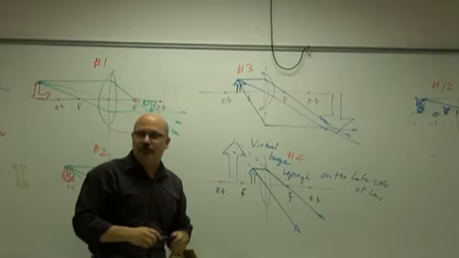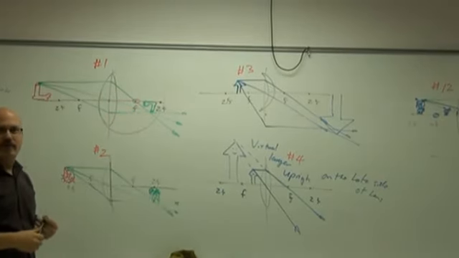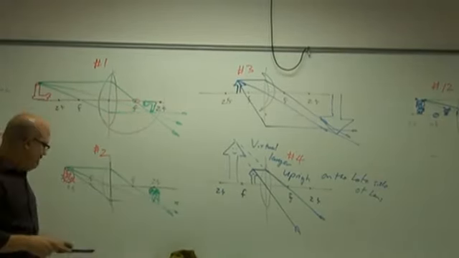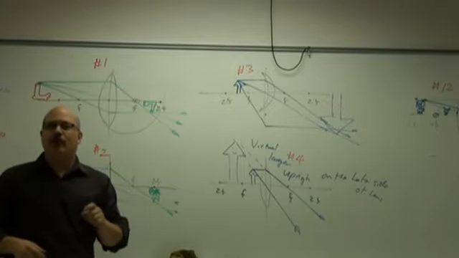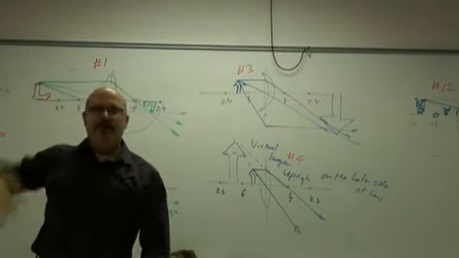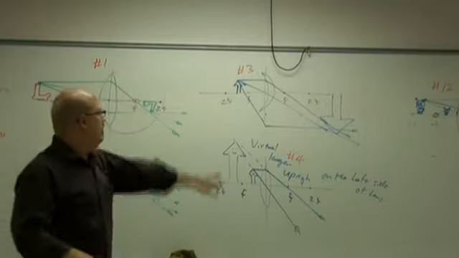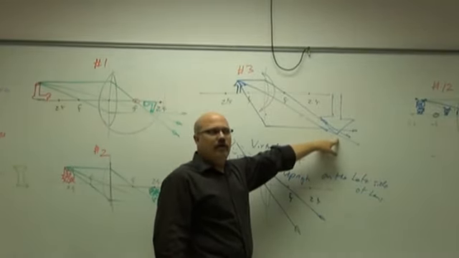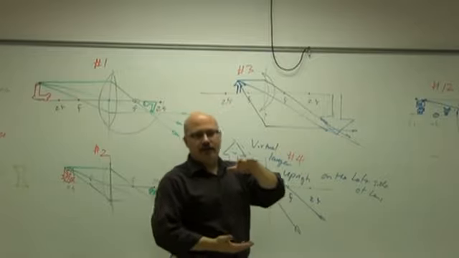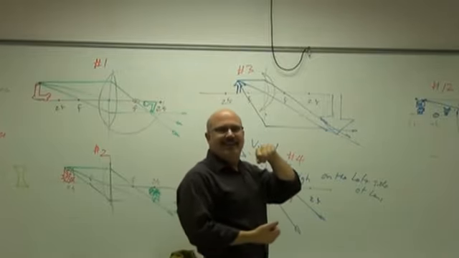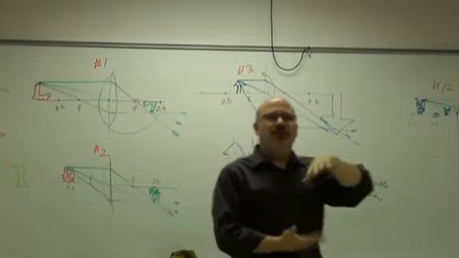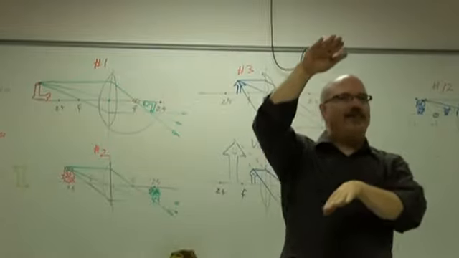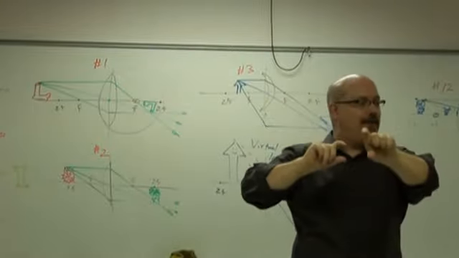Okay, which one of these is a movie projector? It's bigger, it has to be divergent. It's 3. How big is the screen? Bigger. How big is the film? Smaller. They put the film in upside down so that it comes out right side up. Or they could put another lens in.